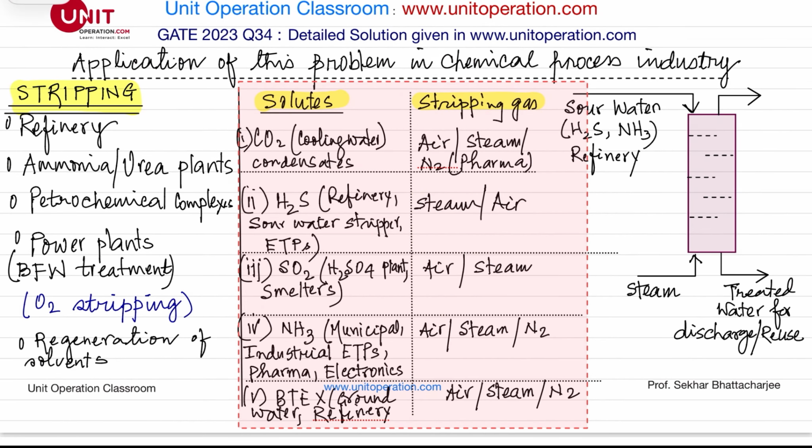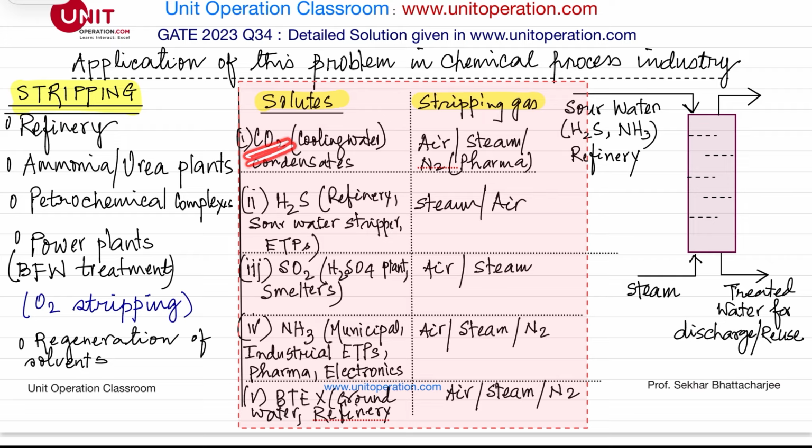What are the common examples of stripping? In refineries, ammonia and urea plants, again an extensively used unit operation. Petrochemical complexes, and in the power plant for boiler feed water treatment, for stripping of oxygen from the water, and the regeneration of solvents for environmental applications, where there is a tandem of absorption and regeneration columns. I'm not going to go into details of that. Let us quickly see what the examples are.